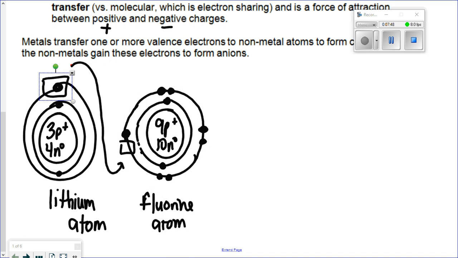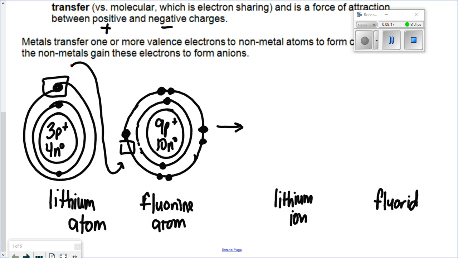And so what we'll end up with as that electron transfer occurs is we will end up with a lithium ion. And we will end up with the ion of, sorry, I made a mistake here. You're going to have to go back. Oh no, fluorine. We're good. I'm not making mistakes today.